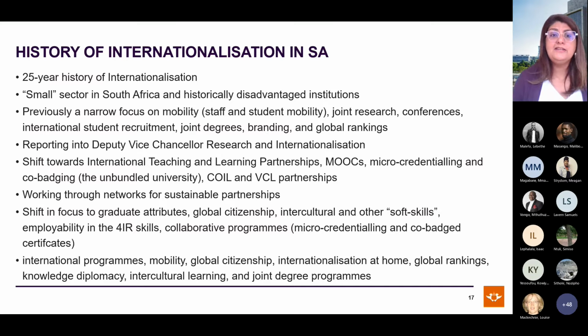So we find, for example, at the moment there's a lot of discussion, not just at UJ but at UCT and in other places, about the concept of the unbundled university. So looking at micro credentialing and how to unbundle the university, but also in terms of the opportunity that the online and hybrid environment provides for collaborative online international learning and virtual collaborative learning partnerships, and how to work through networks for more sustainable partnerships, like I mentioned, the Universitas 21. So definitely, a shift taking place.